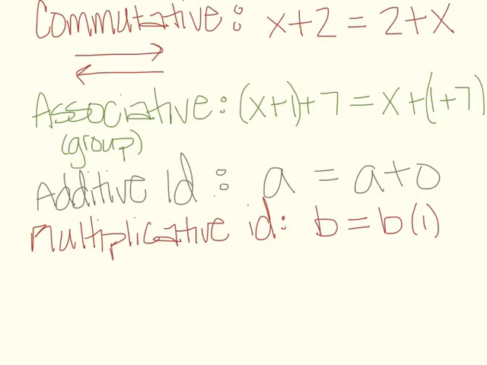As far as the properties of equality, equality simply means that you're doing the same thing to both sides of the equal sign. So if you were to add something to both sides of the equal sign, that would be the addition property of equality. If you were to subtract something from both sides, that would be the subtraction property. If you were to multiply both sides of the equation by something, that would be the multiplication property.